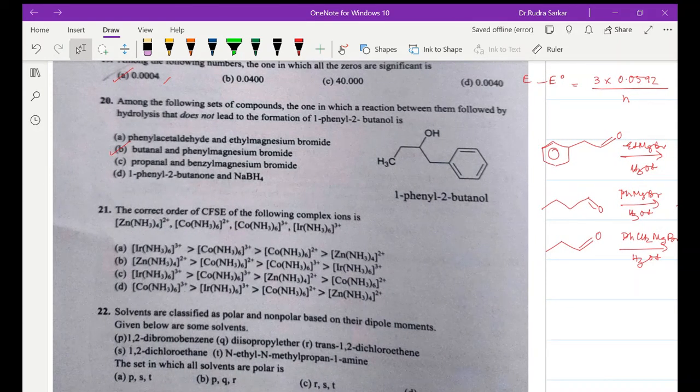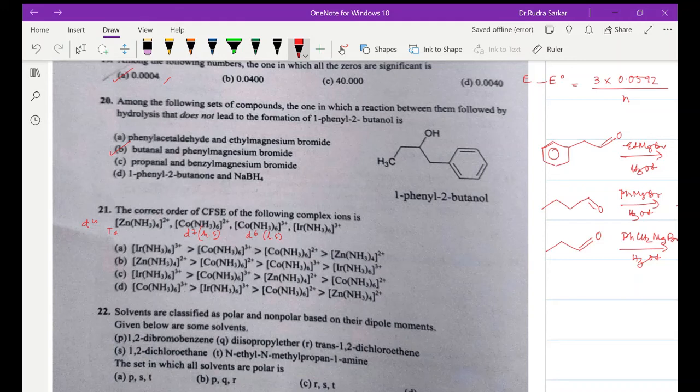Question number 21 says the correct order of CFSE of the following complex ions: Zn NH3 4 2 plus. Obviously, it's a tetrahedral system. Apart from that, this is d10, so CFSE will be 0. Cobalt NH3 6, so this is a d7 system. Okay, and this will be high spin. This is a d6 system, cobalt NH3 whole 6 3 plus. This is a low spin system, so this will be having high CFSE.